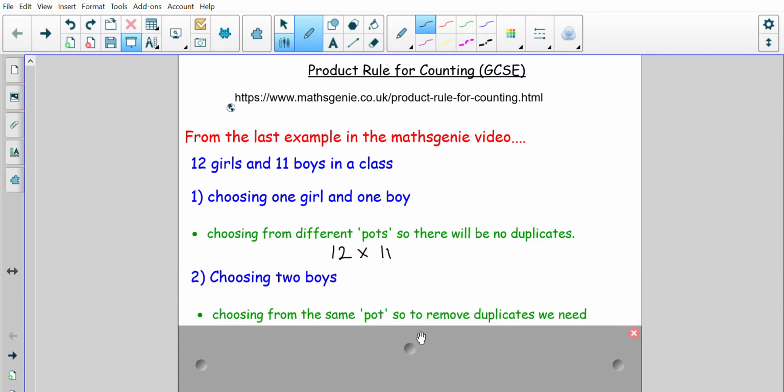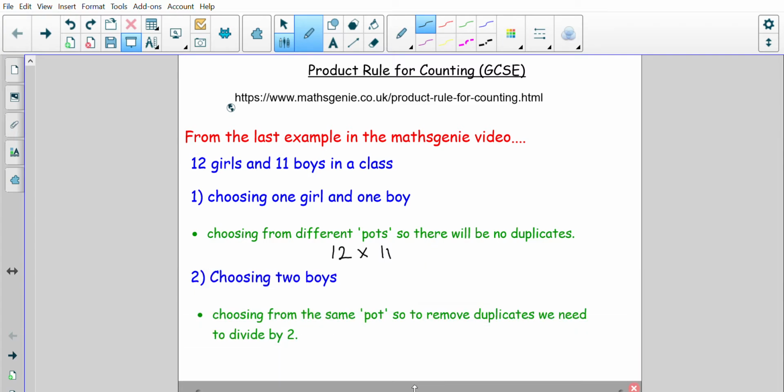However, for the second part of the question, because we were choosing two boys, they were coming from the same pot, just the boys. So I had 11 boys to choose from on the first pick and then 10 to choose from on the second pick. But because I was choosing from the same pot, I was going to get duplicates that I needed to remove. So that's why we needed to divide by 2.